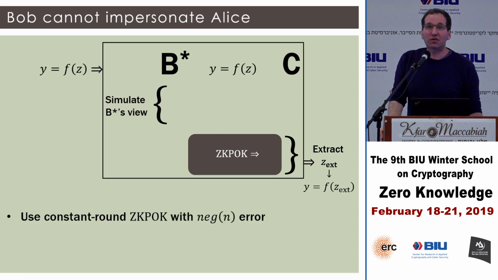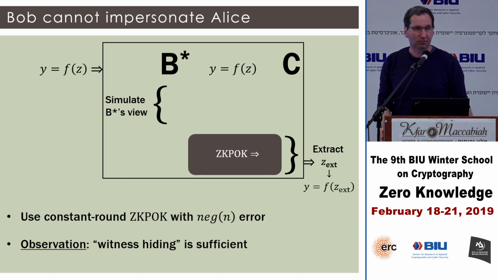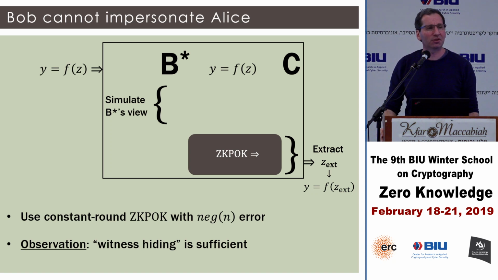And we can use a constant round zero-knowledge proof of knowledge with negligible error, which we already saw is pretty nasty. It takes 5 rounds, needs statistically hiding commitment, and so on. And here is the observation by Feige and Shamir: witness hiding is enough for this.